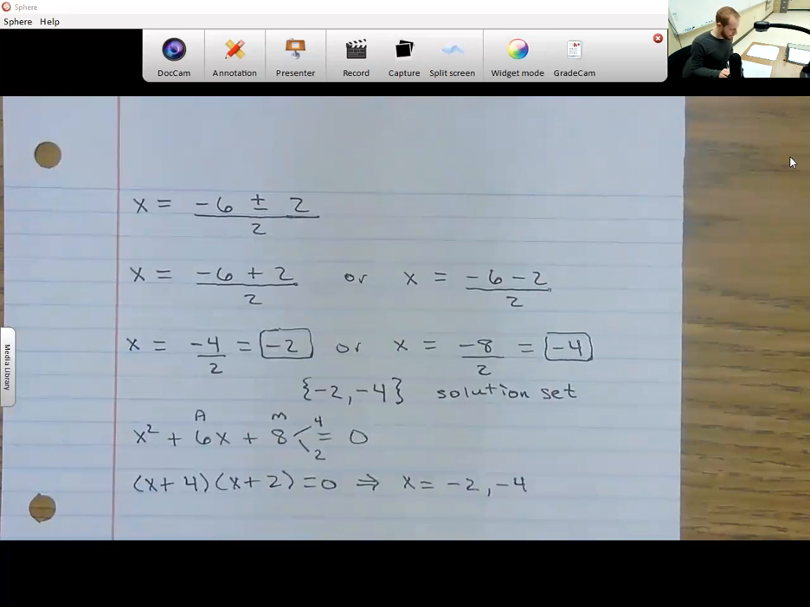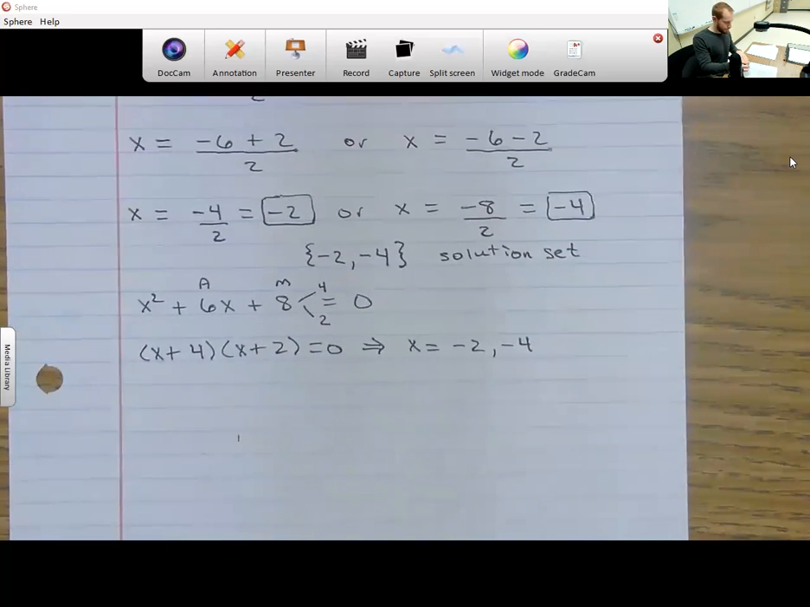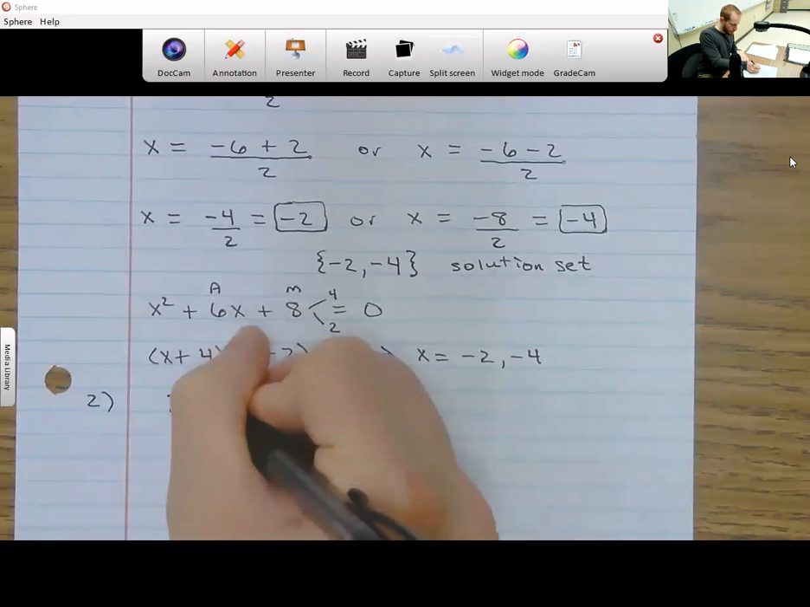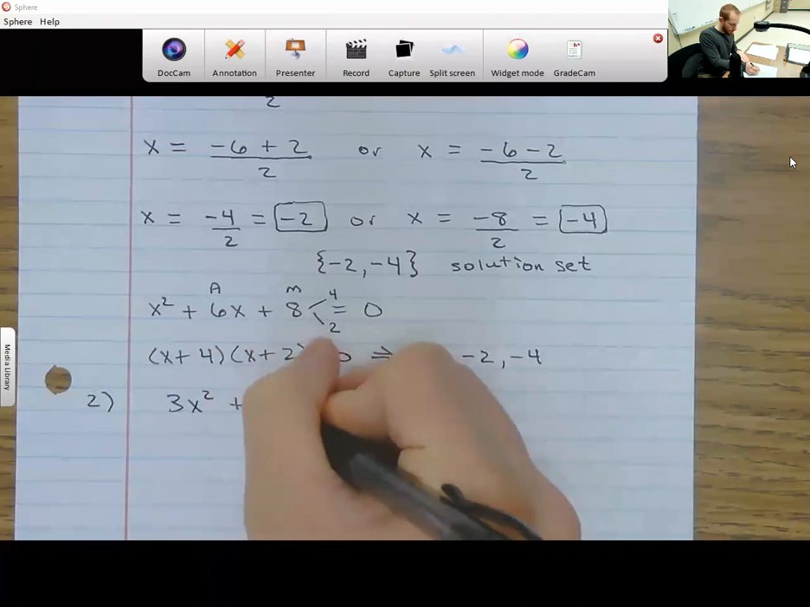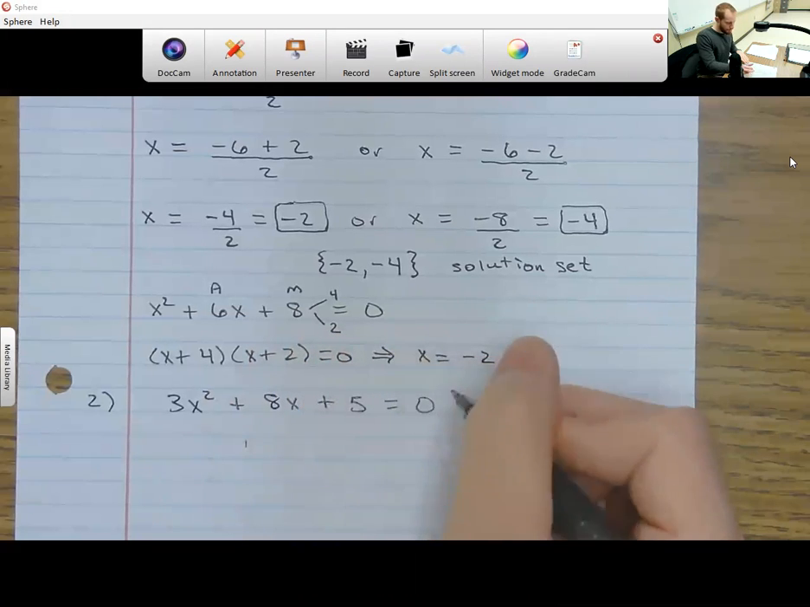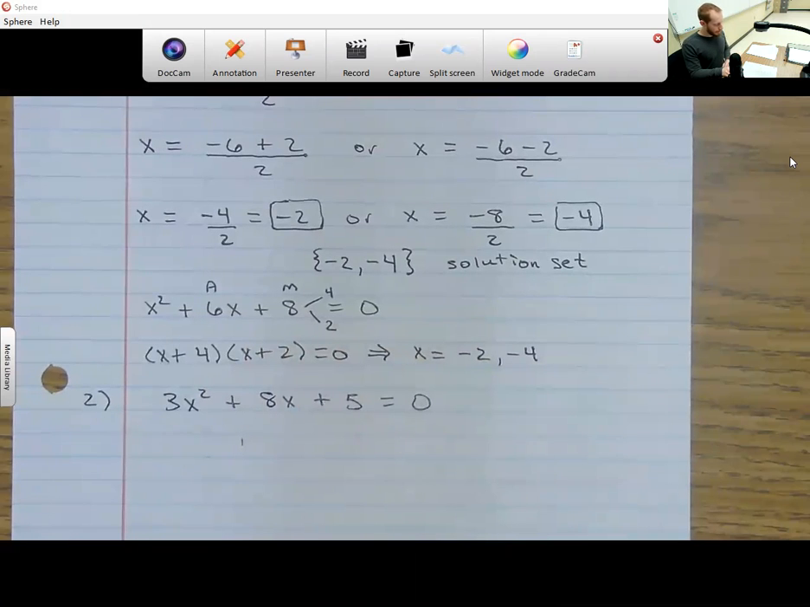Okay? Now let's look at number 2 from the problem set. And this time, your answers are going to include a fraction. So let's look at number 2. So 2 says 3x squared plus 8x plus 5 equals 0. Again, my equation is quadratic. I know that because the highest exponent is 2.